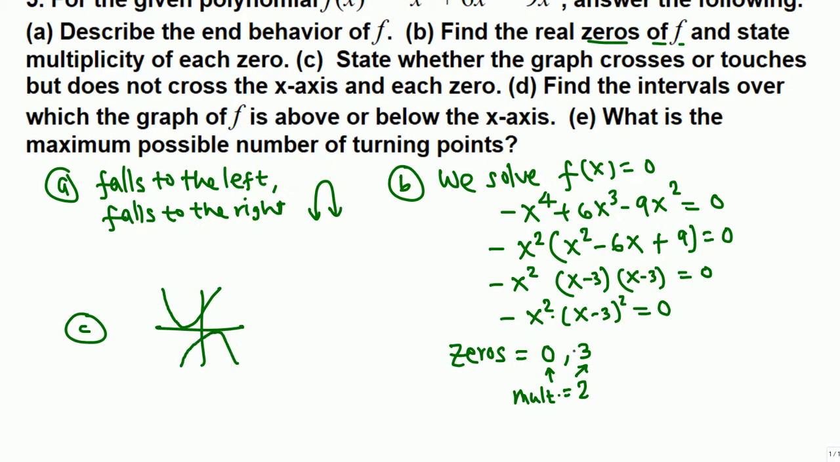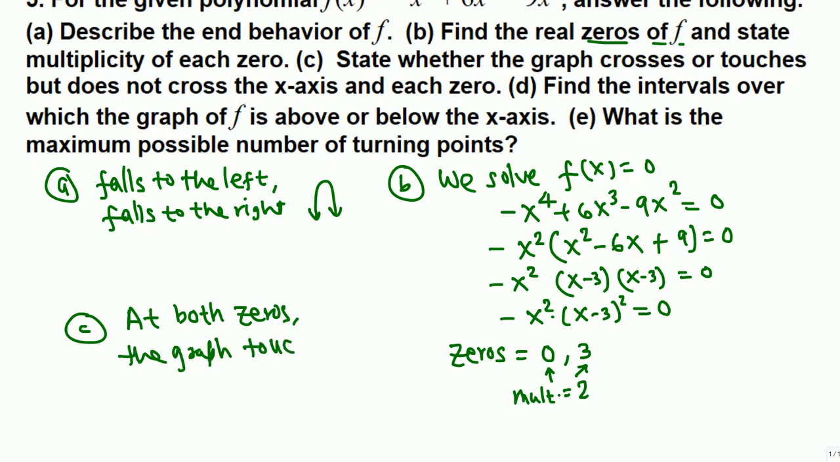So at both zeros we get the same property. At both zeros, the graph touches but does not cross the x-axis.